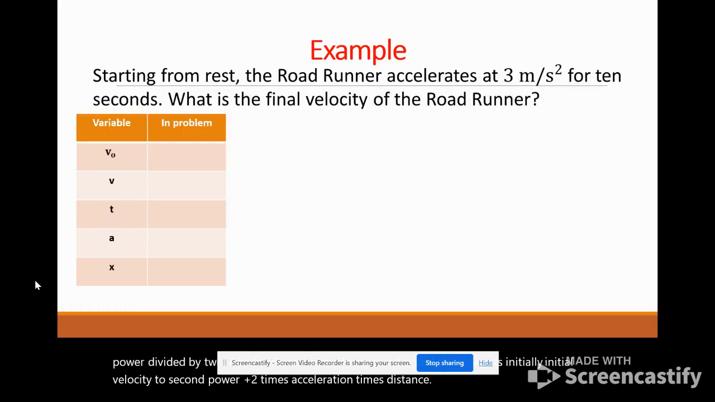Now we have this first problem here. Let's go ahead and target it and let's try to solve it. It says, starting from rest, the runner accelerates at 3 meters per second square for 10 seconds. What is the final velocity of the runner?